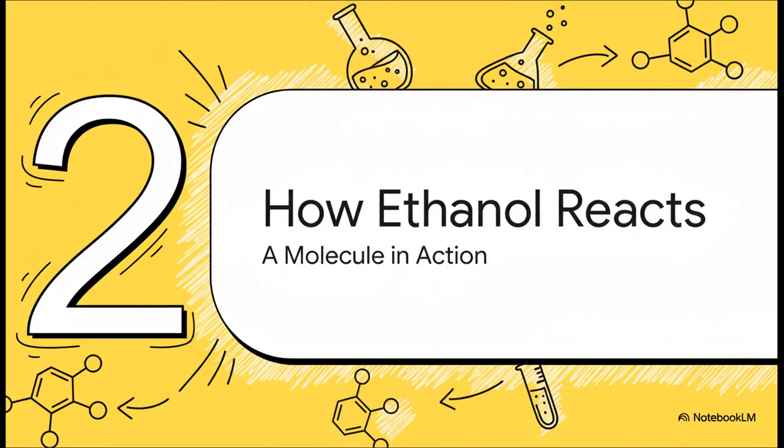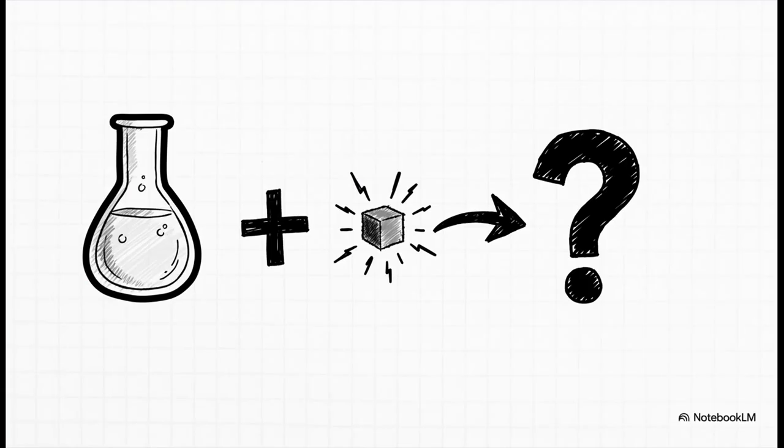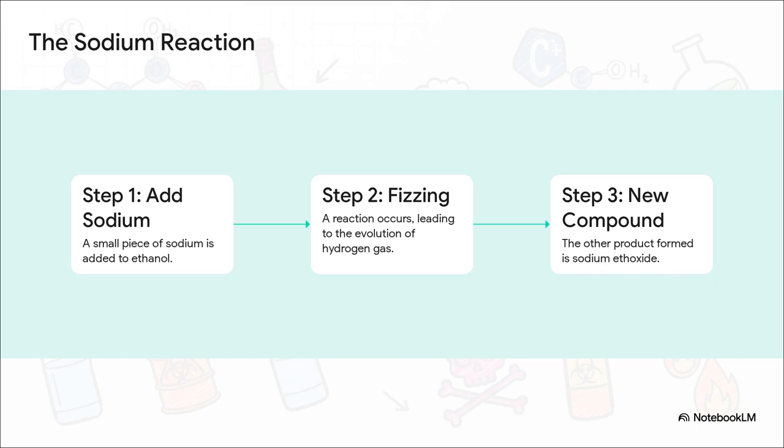Okay, so we know what it is. Now let's see what it does. This is where the chemistry gets really exciting, and we're going to look at 2 of its most important reactions. First up, what do you think happens when you mix ethanol with a super reactive metal like sodium? Well, it's a pretty dramatic process. You drop in a small piece of sodium and boom, it immediately starts to fizz. And that fizzing, that's a huge clue for any chemist. It tells you a gas is being created.